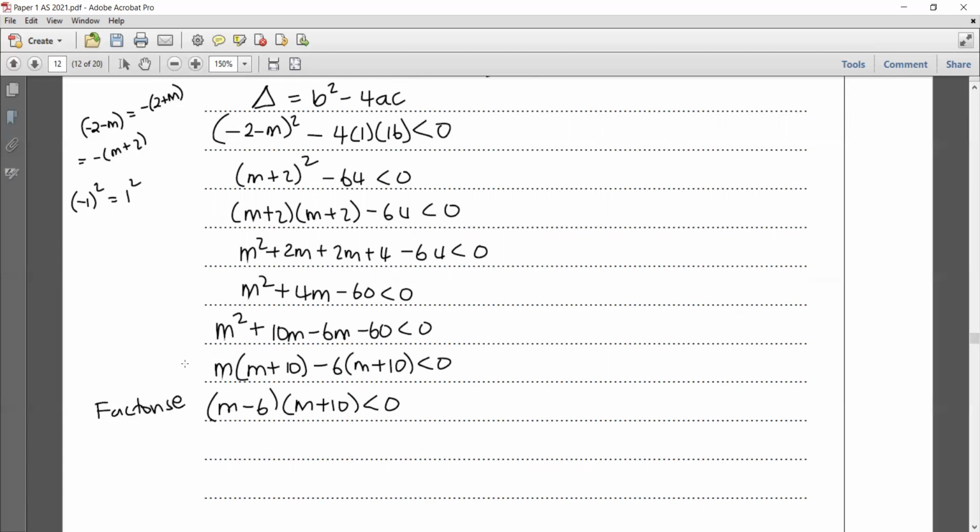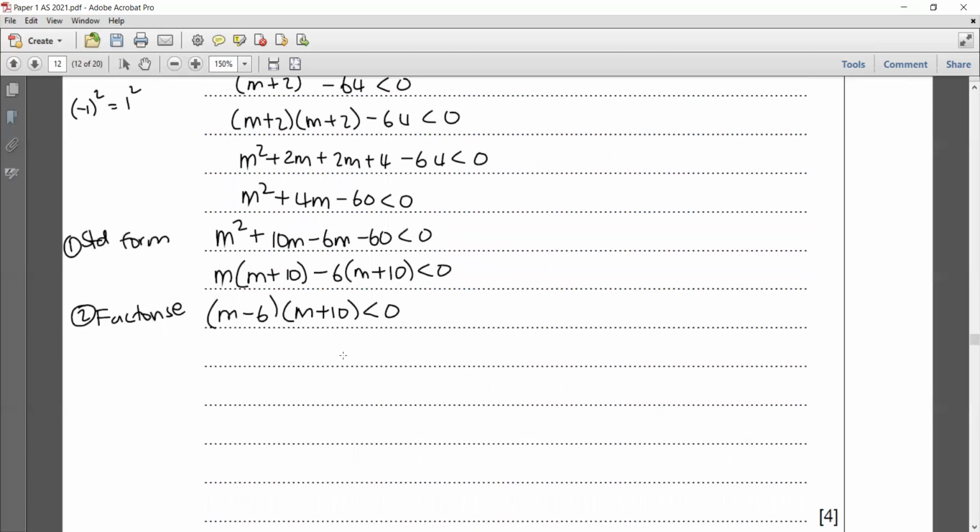Or step number 2, after you have put it in standard form. So number 1, standard form. Number 2, factorize. If it is not possible to factorize, you will do the next step using the formula. But most of the time with these questions, you are able to factorize.